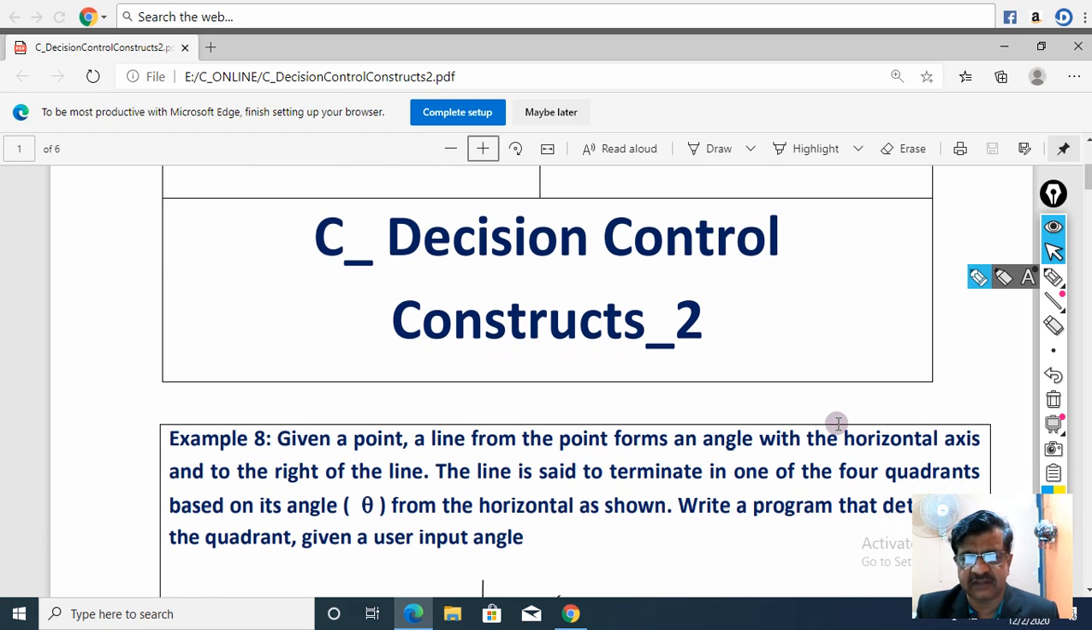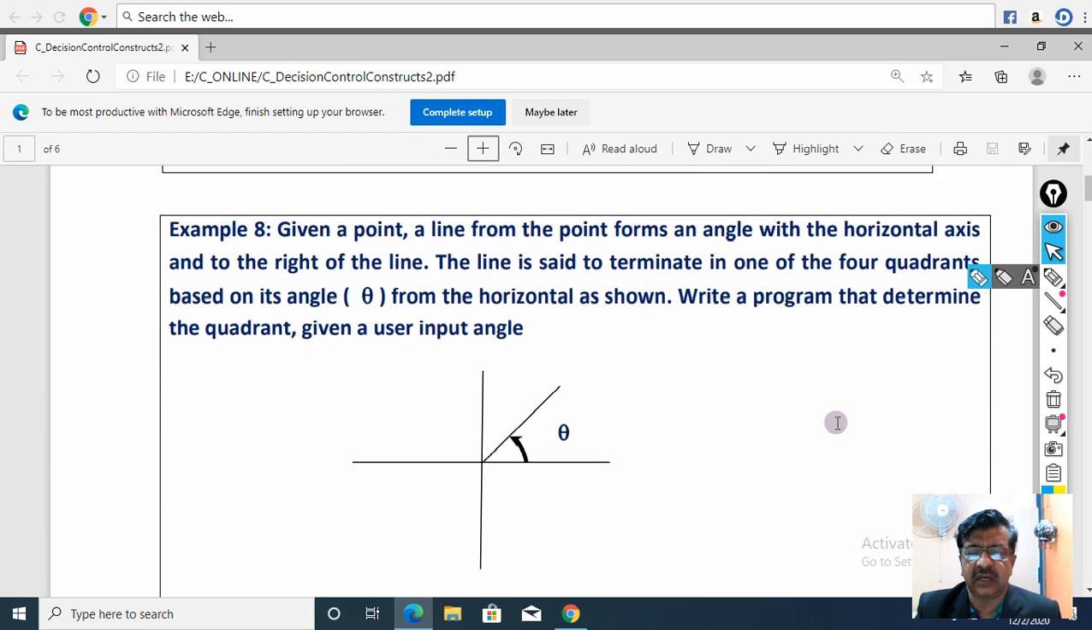And we will straight away start with the problem. Let it be some kind of a problem solving exercise. And in between we will look into some of the salient points of the programming language. And in this example, we will be developing a program.